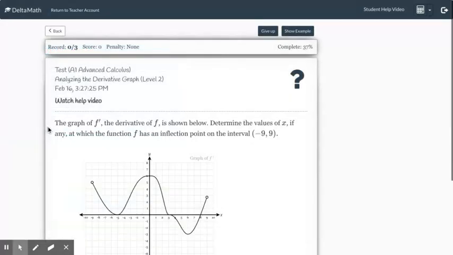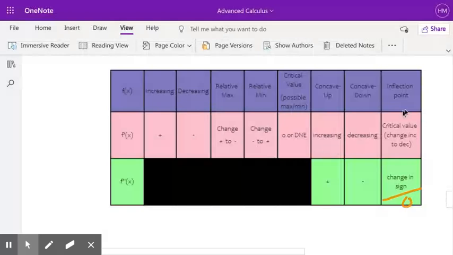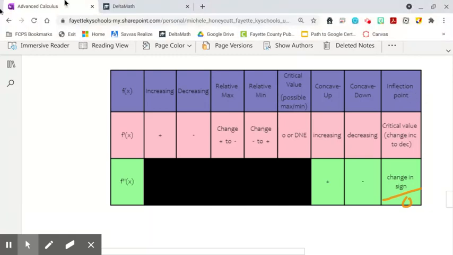And then back on to the last section, analyzing the derivative graph level 2. All right, so here I have the graph of f prime. Ooh, this time I have f prime. Determine the values of x, if any, where the function has an inflection point. Okay, so I have the graph of f prime, and I want to know where f has an inflection point. Then I need to look for where f prime has a critical value, which is a change from increasing to decreasing. So I'm pretty much looking for a relative max or min on f prime to identify inflection points on f. Anytime there's a relative max or min, I'll have my answer.